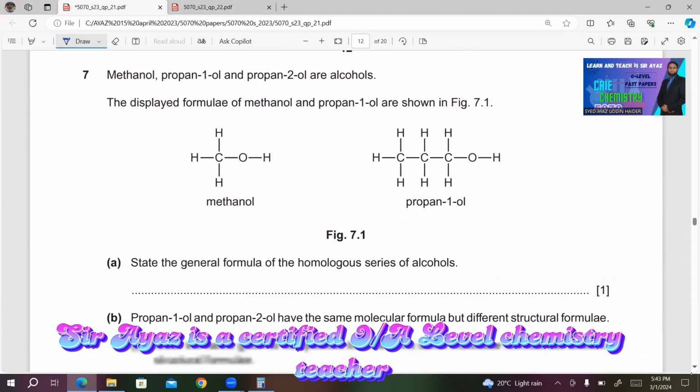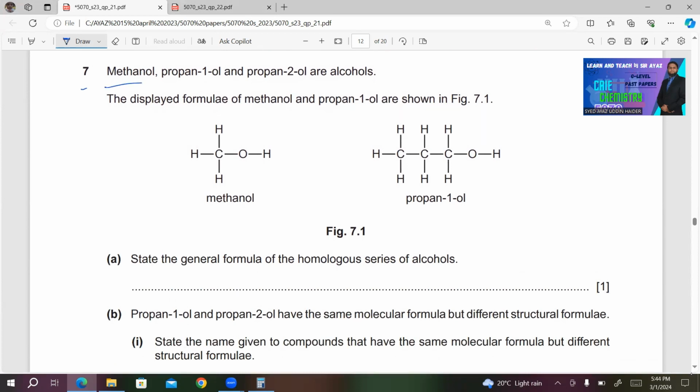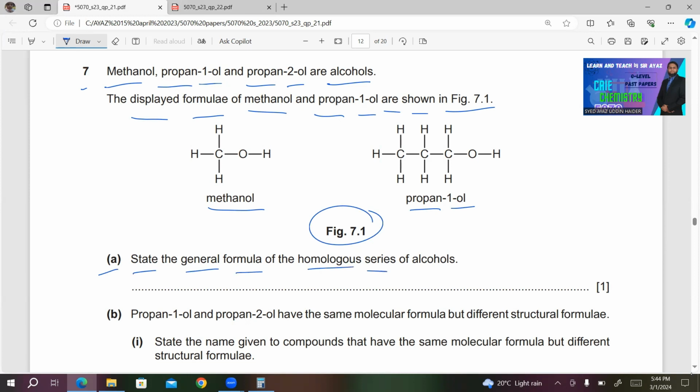Question number 7. Methanol, propan-1-ol and propan-2-ol are alcohols. The displayed formula of methanol and propan-1-ol are shown in figure 7.1. Here we have methanol and propan-1-ol. This is figure 7.1. A. State the general formula of the homologous series of alcohols. This will be CnH2n+1OH.